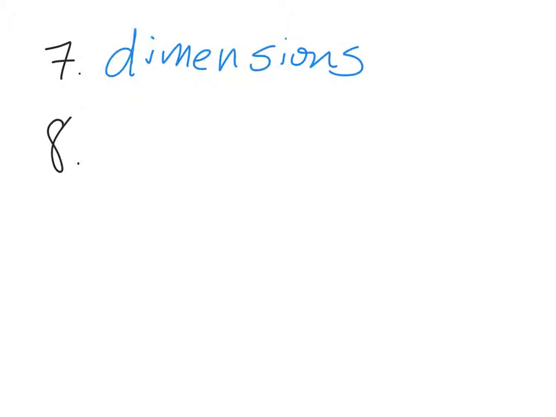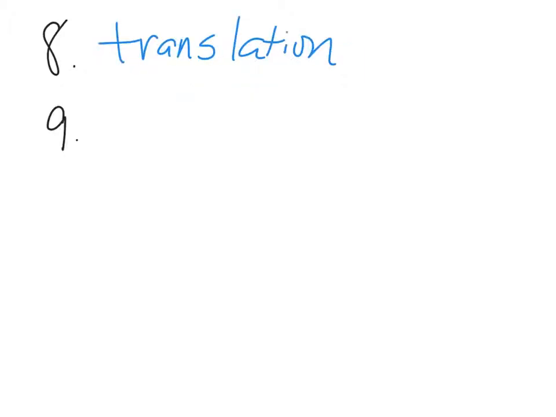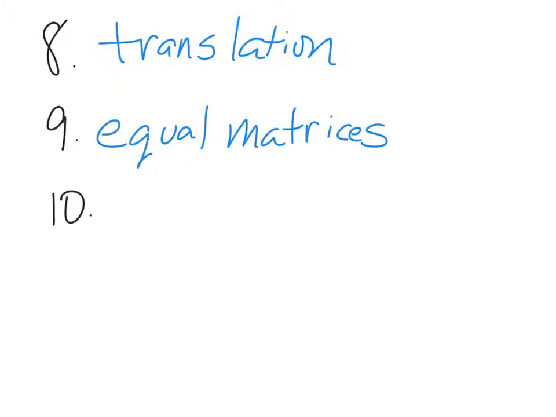Okay, 8, a blank occurs when a figure is moved from one location to another in a coordinate plane. Translation. 9, if you put in 1 for x and 3 for y, they will be very good. A blank is when a geometric figure is enlarged or reduced. Dilation.